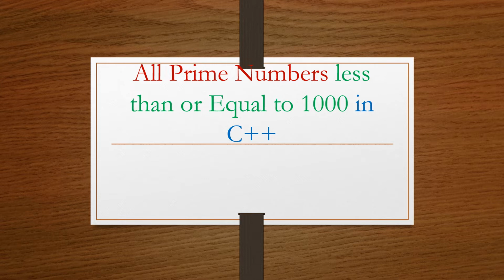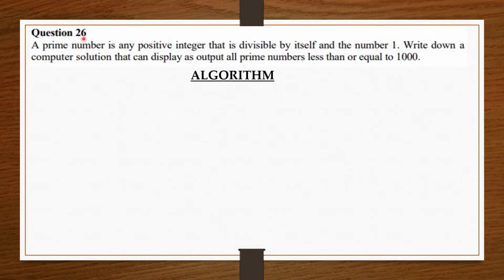In this video, we are going to be printing all prime numbers less than or equal to 1000 in C++. As usual, the algorithm first and then the code. So, let's simplify. A prime number is any positive integer that is divisible by itself and the number 1. Write down a computer solution that can display as output all prime numbers less than or equal to 1000. So you are printing all prime numbers that are less than or equal to 1000.